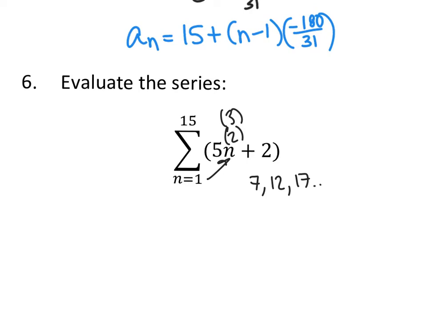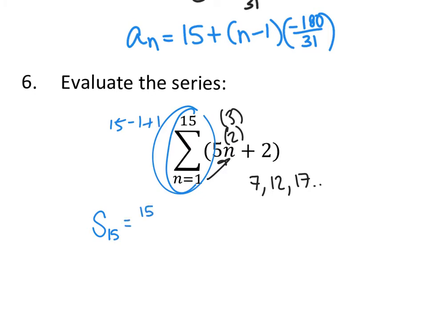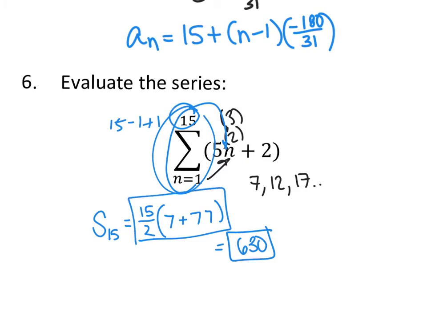So this is an arithmetic sequence, so this is an arithmetic series because we're summing the sequence. So I'm going to use the sum of the first 15 terms, because 15 minus 1 plus 1 gives you the number of terms, equals 15 over 2 times the first term, which is 7, plus the last term. The 15th term you're going to get by plugging in 15. So this is going to be 77. So adding these up gives me 630. Putting this into my calculator.